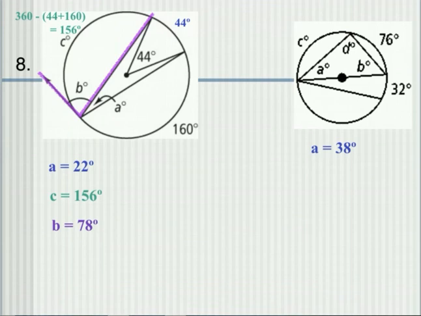You should, for 8 part B, get 38 degrees for A. It's half of 76. For C, there's a couple different ways to solve, but see how this line cuts through the center of the circle? It's a diameter, so it's cutting off 180 degrees. You could do 180 minus 76, and that's one way to solve for C. Once you know C, you could half it to get angle B. Half of 104 is 52, because angle B is cutting off arc C from the rest of the circle.